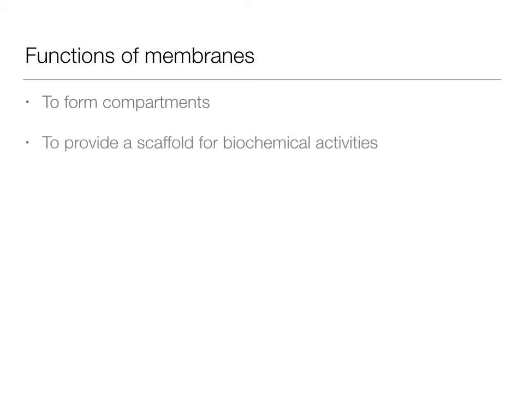They will also provide a scaffold for biochemical activities. It means that a lot of the membranes will contain proteins that can act as enzymes in order to catalyze biochemical reactions. They act as a selectively permeable barrier, so they will not allow everything in, but they are still permeable to several solutes. So this is why we call them selectively permeable barriers. It is because not everything will enter, but some things will enter.